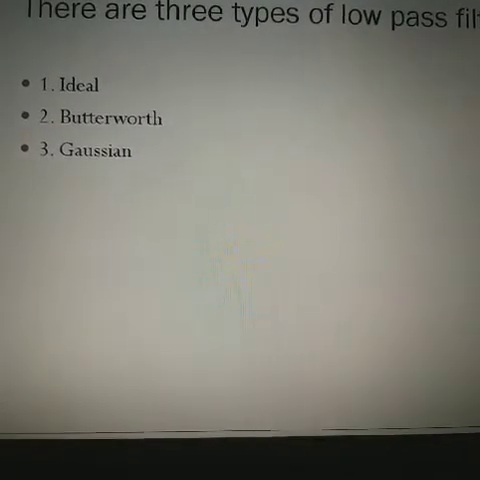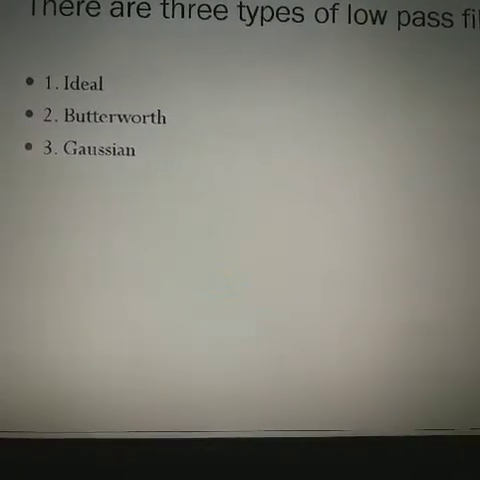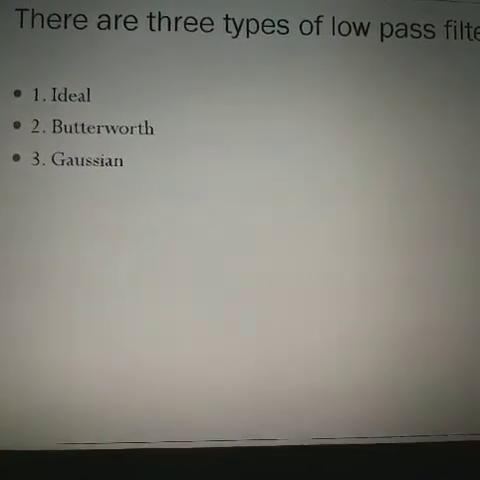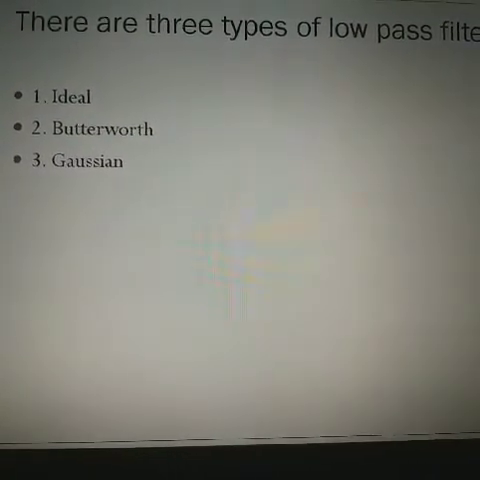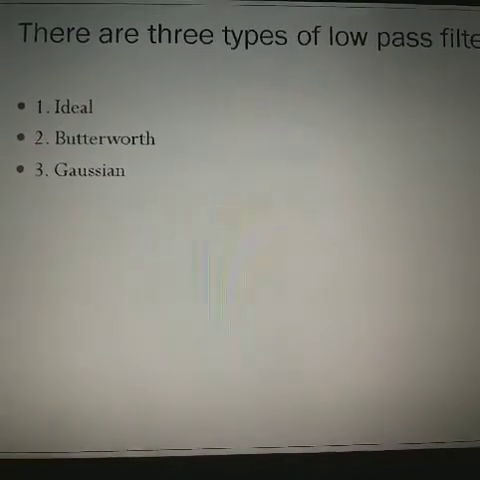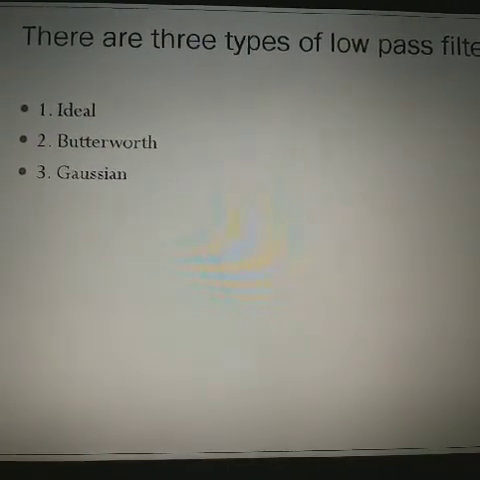So with the low pass filters, if we talk about the smoothing process, we have three types: ideal low pass filter, Butterworth low pass filter, and Gaussian low pass filter, which we will discuss in the next video.